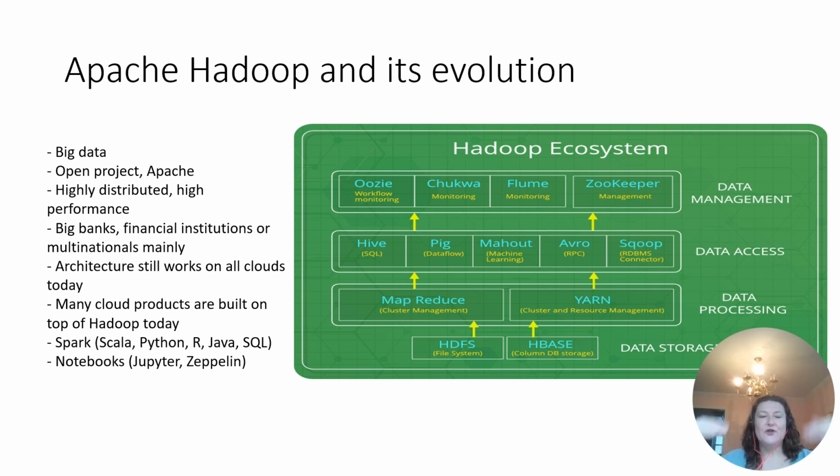And then you have notebooks on top of Spark, which allow you to process data. And those notebooks are typically either Jupyter or Zeppelin. And you'll find that all the cloud products for big data work in cahoots with things like Jupyter and Zeppelin and Scala, Python, R, Java, and SQL, pretty much. And we'll talk about that as we go through.